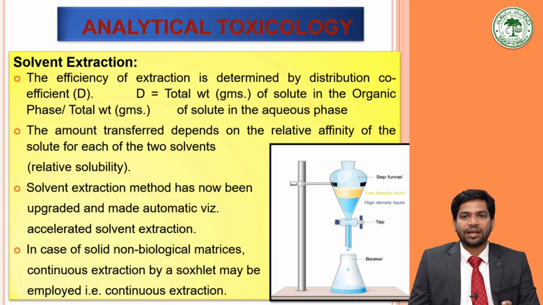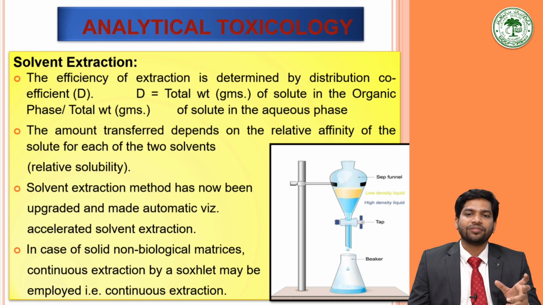Here, solvent extraction is a method where a system of two immiscible liquids is required for the separation of the material. The active constituent should be unevenly soluble in the system, thereby facilitating extraction of the constituent from one phase to the other. The efficiency of extraction is determined by the distribution coefficient, that is D. D is equal to the total weight of the solute in the organic phase divided by the total weight of the solute in the aqueous phase.